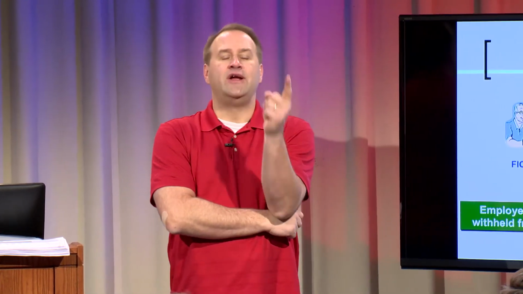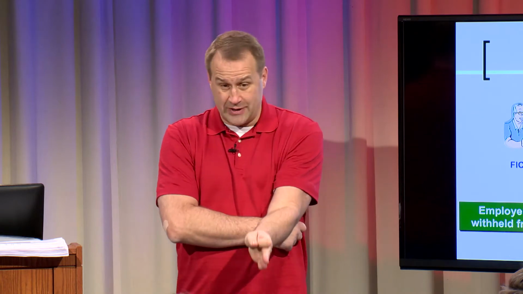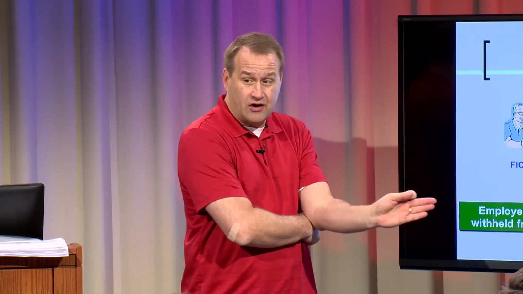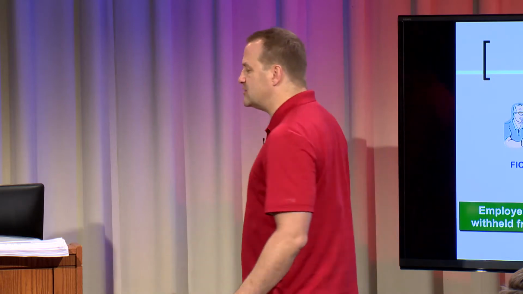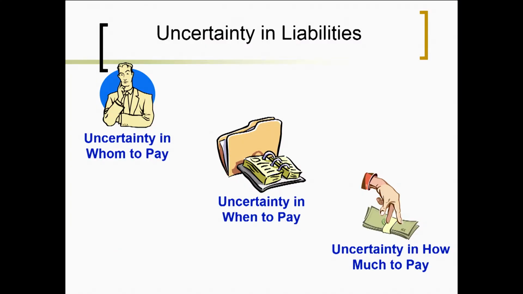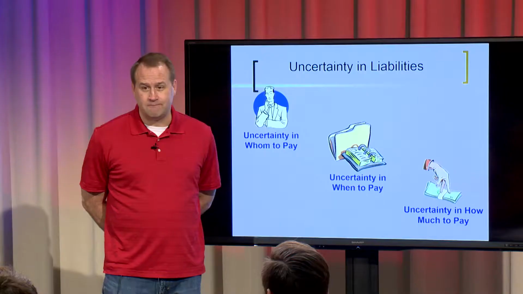And we have talked about liabilities where we know who to pay, we know how much to pay, we know when to pay, correct? Haven't we talked about that so far? But now we're going to move into a different area of liabilities. And we're going to talk about when there's uncertainty in liabilities, okay? Maybe there's uncertainty in who you're going to pay. Or maybe you're not quite sure of when you're going to have to pay. And maybe you don't even know how much you're going to have to pay. But you know there's a liability, okay?